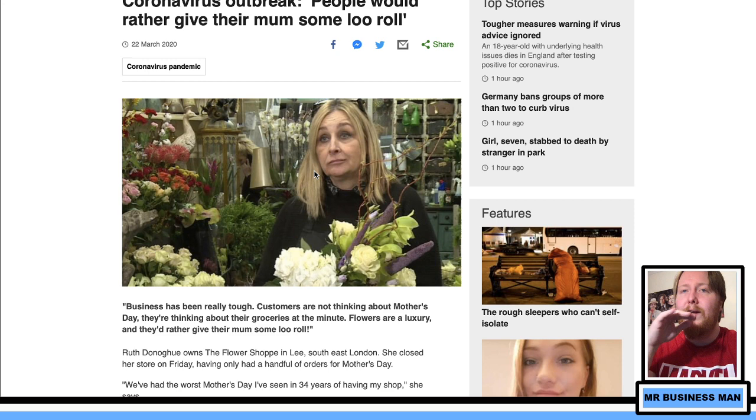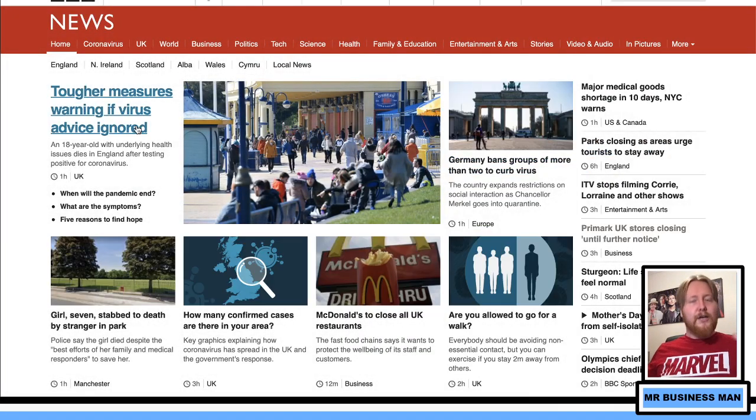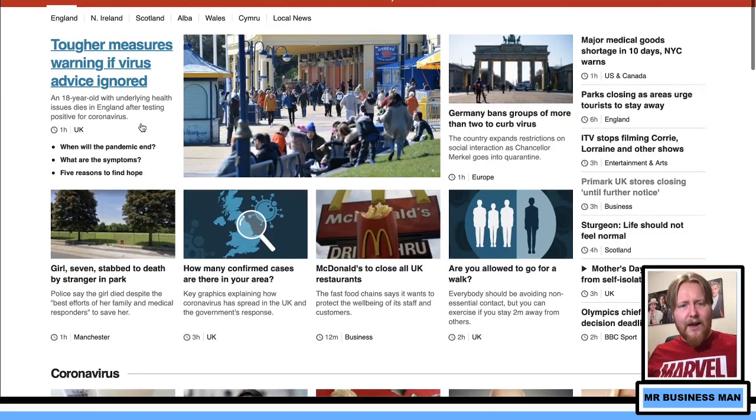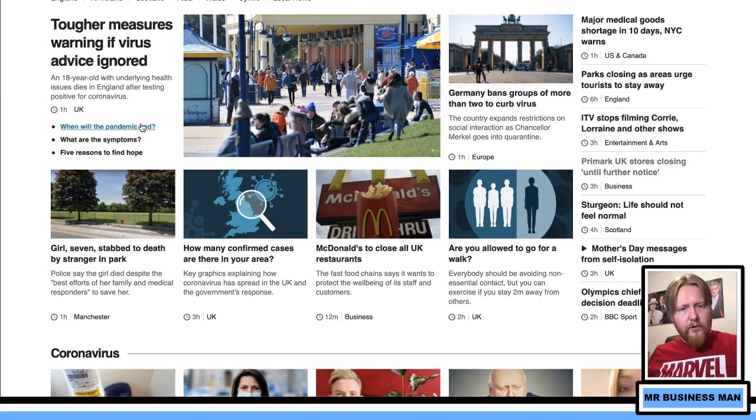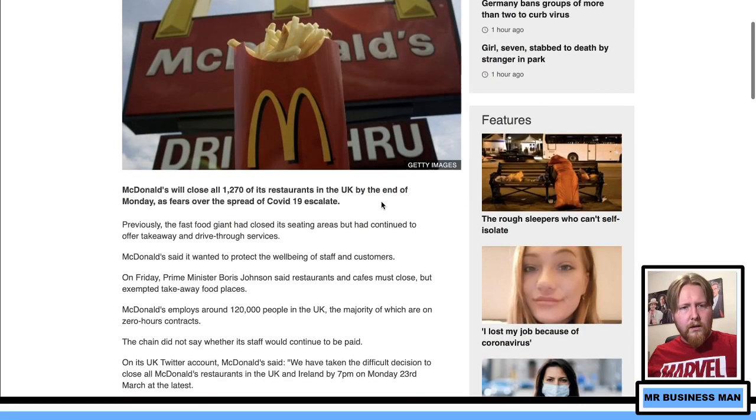We know that there are certain times. We talked about cash flow, seasonality of product. This is here and now. It's so weird that we're talking about cash flow when it's really here and now. McDonald's to close all UK restaurants. Let's have a look. I've not seen this.